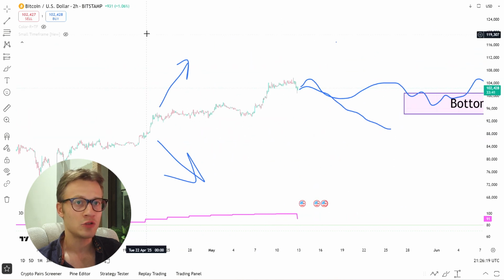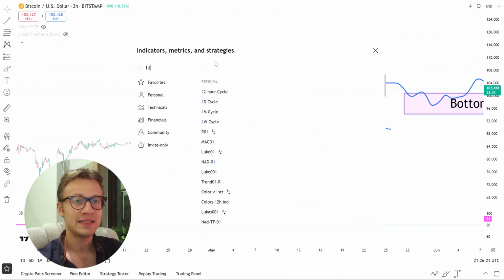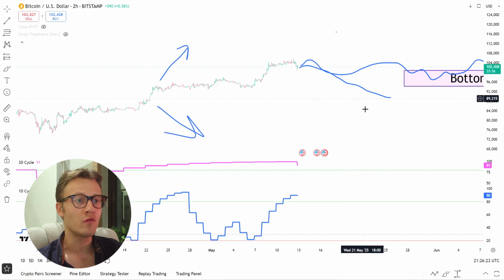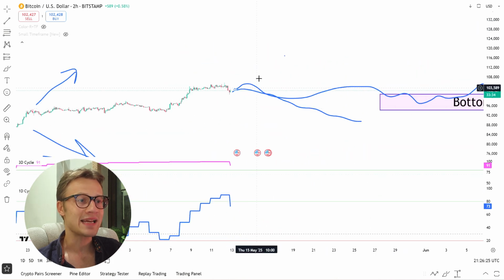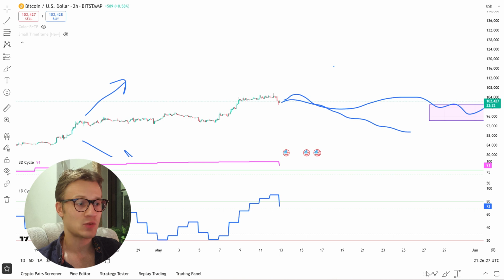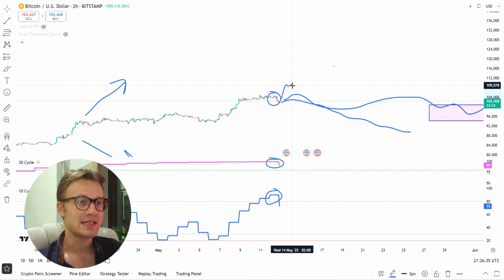In order to know that, we add the 1-day cycle indicator, which you also know from the previous video. The 1-day cycle indicator shows a top as well. Look, two indicators are showing a top: the 1-day cycle indicator and the 3-day cycle indicator. There is no chance that we can simply start pumping up, smashing all-time highs just now. There is no chance for this to happen.